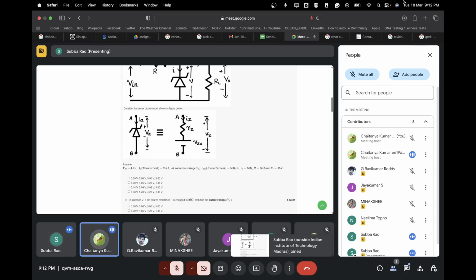Okay, so this VZ naught is said to be 4.9 volt. The test current is 2 milliamps. At some test voltage, the test current is registered here. So what exactly are they asking in this question? They are asking the output voltage.